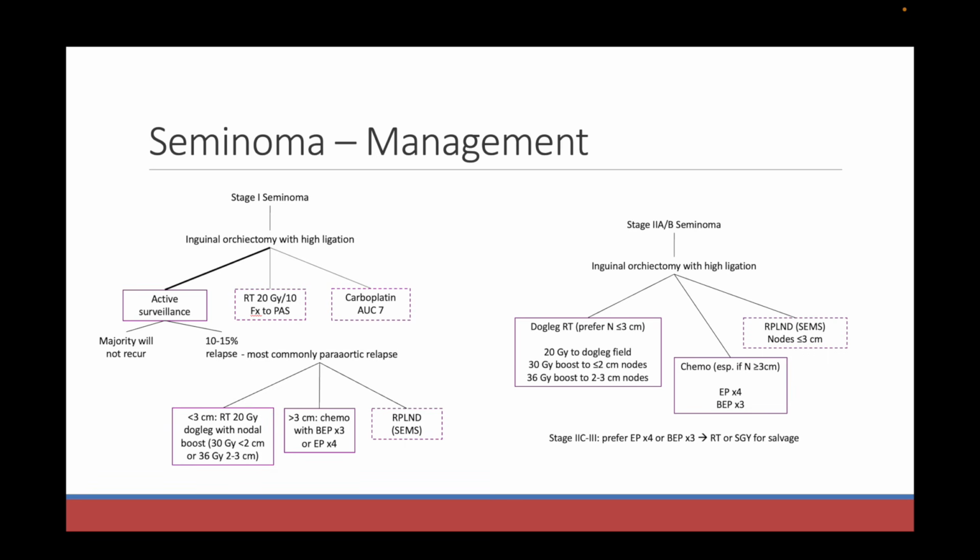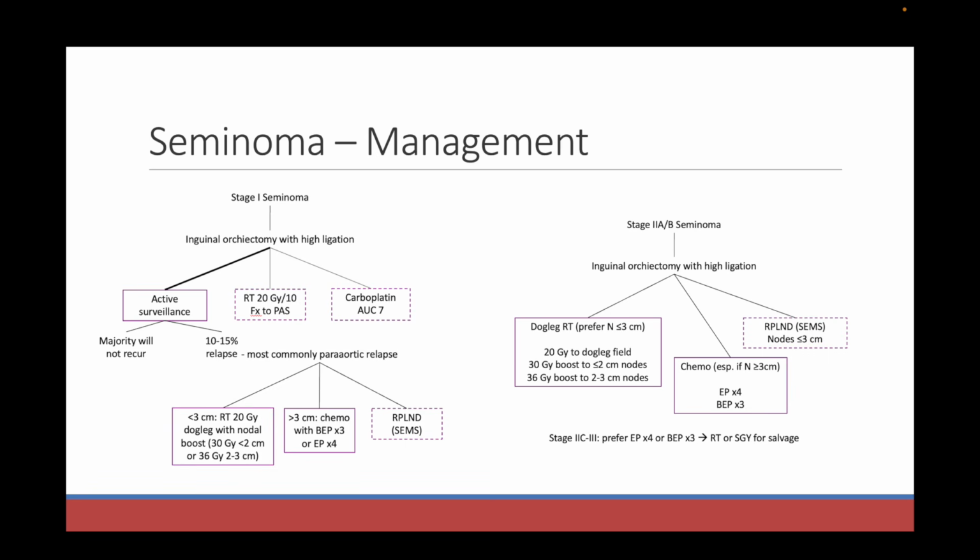Okay? So stage 1 seminoma after surgery, we prefer to surveil them, do active surveillance, because only 10 to 15% of these patients will relapse. If they do, it's most likely within the first 3 years. But if they push you and they say the patient's not a good candidate for active surveillance, then you can do 20 gray in 10 fractions to a para-aortic strip, or you can give them a single dose of carboplatin, AUC 7. And then if they do relapse, then they are most likely going to come back as a stage 2 seminoma. And stage 2 seminomas, remember, are node positive.